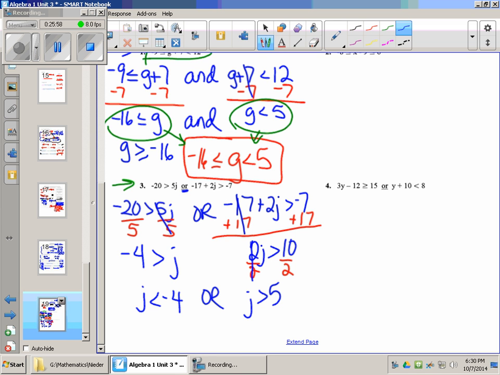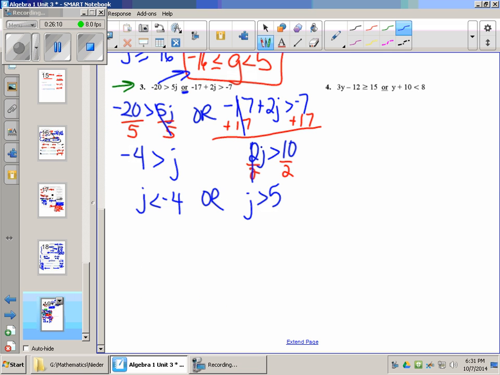Do those overlap? Can I put them in together, like an inequality like this? Or are they two separate sets? If you're less than negative 4 or you're bigger than 5, you can't be both at the same time. It's an or problem. It's not an and problem. So that is our solution.